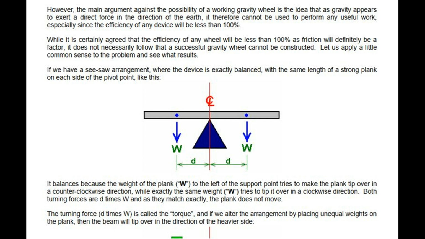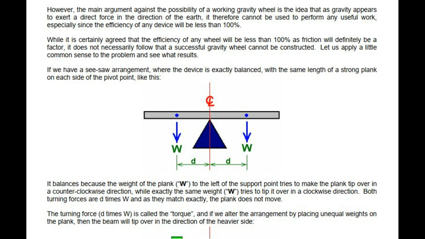If we have a seesaw arrangement, where the device is exactly balanced, with the same length of a strong plank on each side of the pivot point, like this. It balances because the weight of the plank, W, to the left of the support point tries to make the plank tip over in a counterclockwise direction, while exactly the same weight, W, tries to tip it over in a clockwise direction.